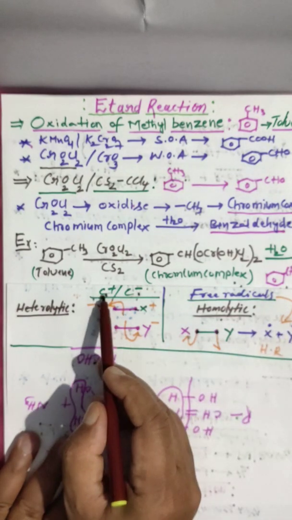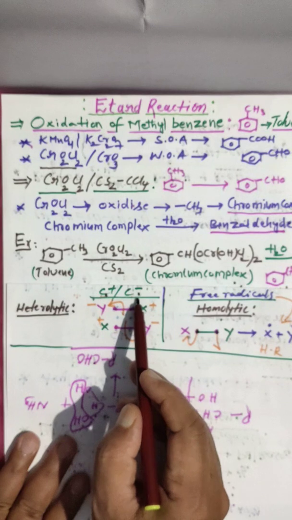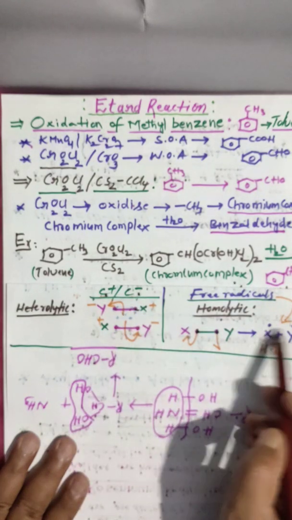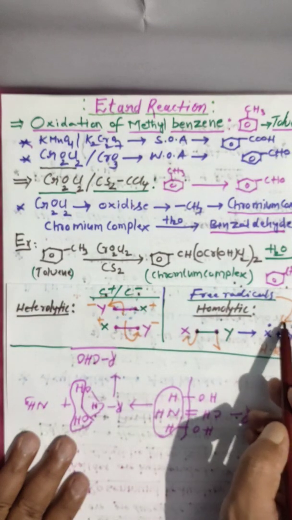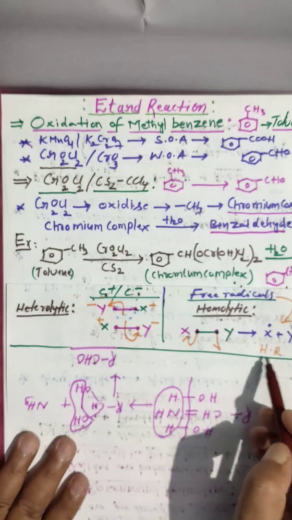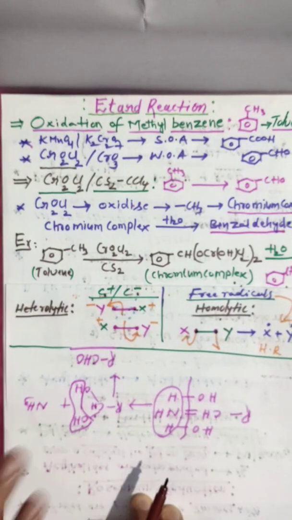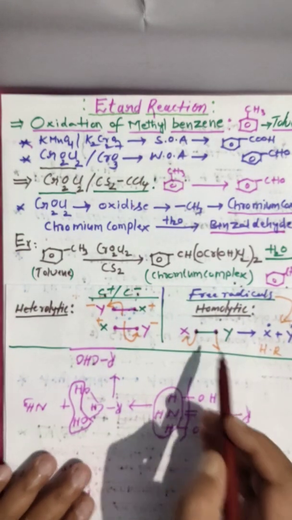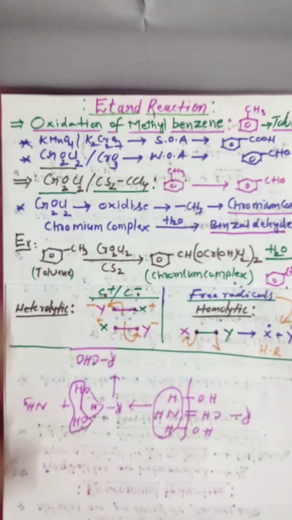These are charged: carbocation or carbanion. Here there is no charge; free radicals you get as dotted. These free radicals are highly reactive because they are unstable. So this is homolytic cleavage and heterolytic cleavage.